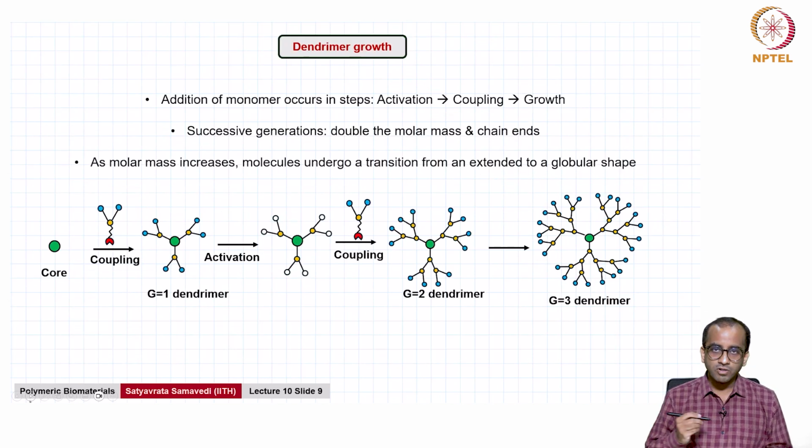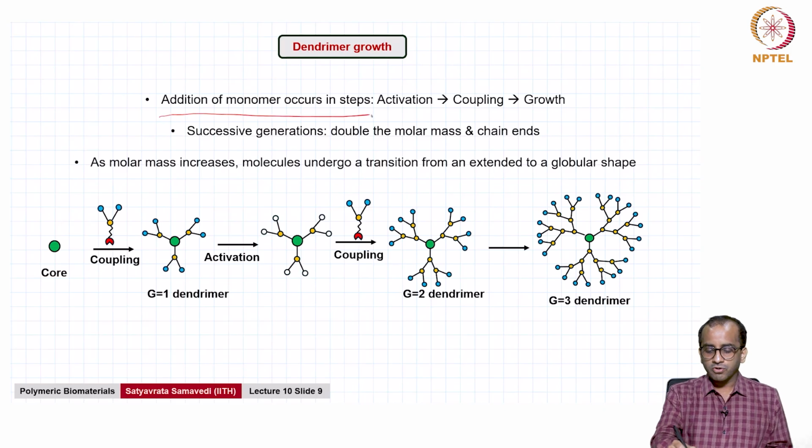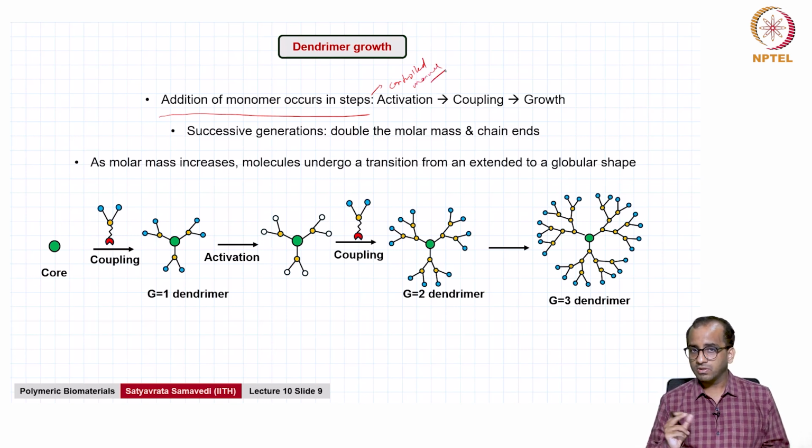Now, we will also take a quick look at the process through which this dendrimer is prepared, because ultimately we are interested in structure property relationships, and one question you might have is, why are these largely monodispersed? And the answer to that lies in how dendrimers are synthesized themselves. So the addition of the monomers occurs in steps in a very controlled manner. This precise control in how the monomers get added plays a very important role in the controllable architecture of the dendrimer.